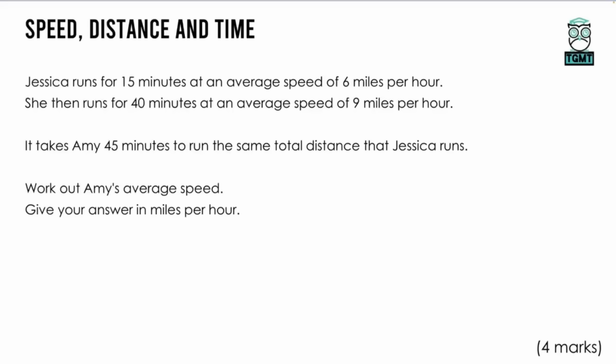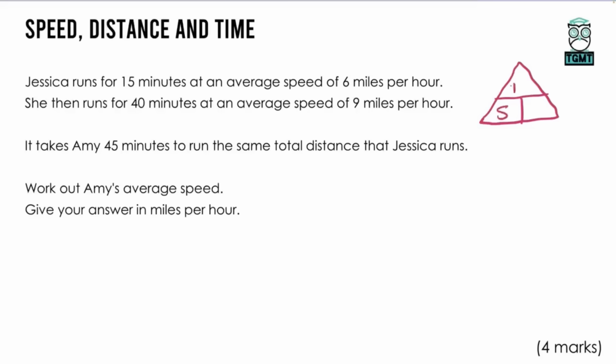She then runs for 40 minutes at an average speed of 9 miles per hour. It takes Amy 45 minutes to run the same total distance that Jessica runs. Work out Amy's average speed. Now it's completely up to you what method you use here. You can use a non-calculator method, or we can use a calculator method. As we have a calculator, we'll use a calculator method here, but you can always check out the non-calculator methods, which I'll link in the description as well.